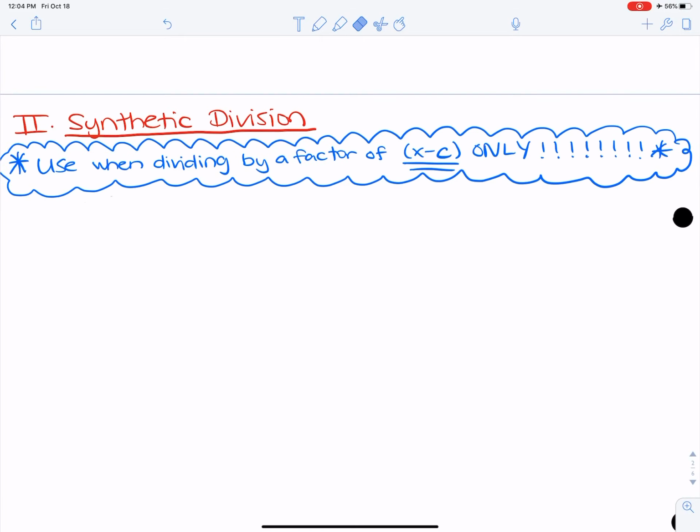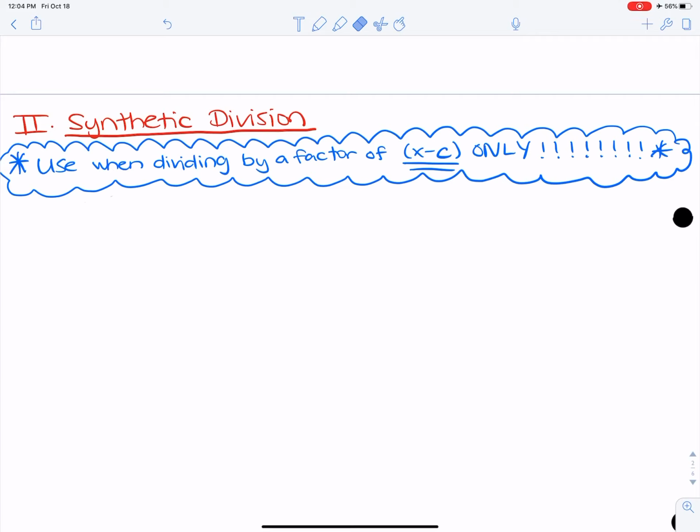Synthetic division is the shorter way to do long division, but you can only do synthetic division when dividing by a factor in the form x minus c. So it can only be an x plus or minus a single number, c. C is a constant.